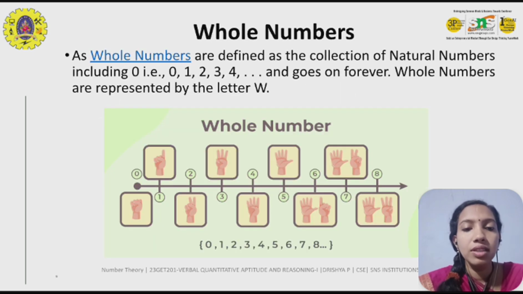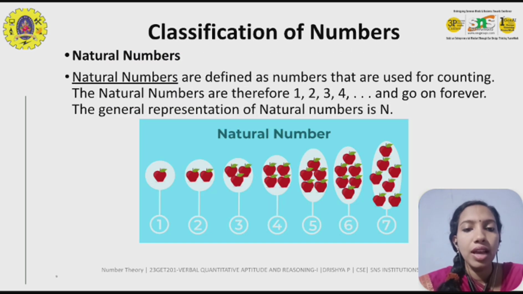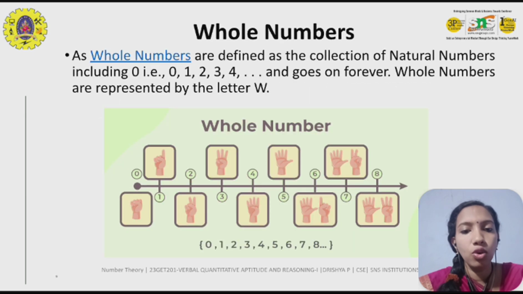Whole numbers are the natural numbers with zero included. Zero means nothing. Whole numbers are defined as the collection of natural numbers including 0, 1, 2, 3, 4, etc., and so on. Whole numbers are represented by the letter W.